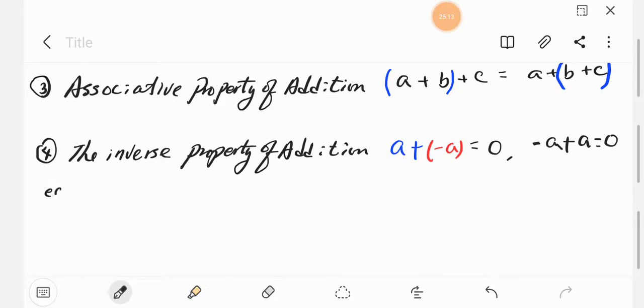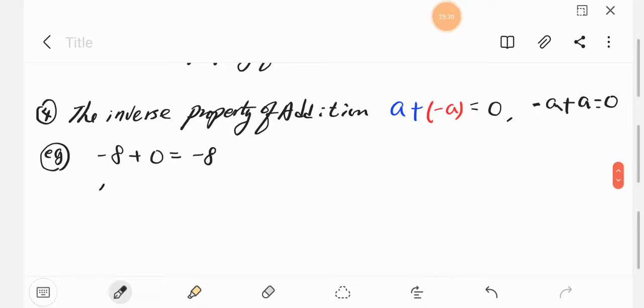So let's try some examples. Okay, so here's negative 8 plus 0. Then what is the result? Negative 8, right? So what's the property of this one? Addition property of 0.